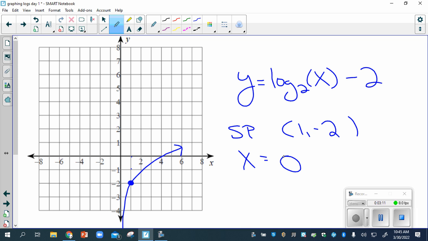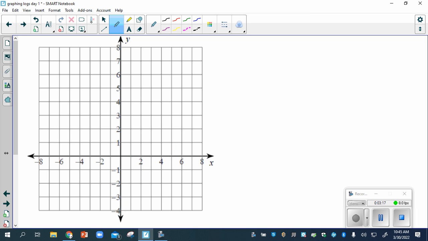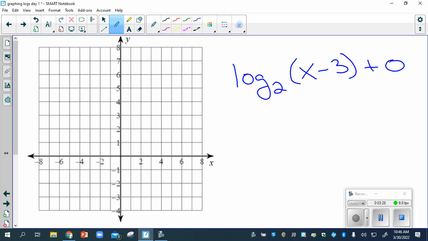Okay, here we go. Sawyer, stick with me. Next one's going to get weird. You know what's coming. Log base 2 of x minus 3, plus 0. And we do 2 days of this. So if you're not getting it today, don't worry. Tomorrow we just practice this and then we watch the end of the motion.